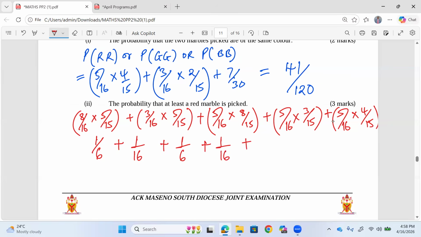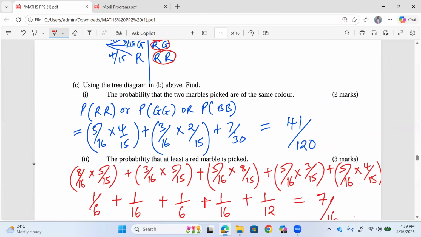Finally, the two reds shall be 5 over 16 multiplied by 4 over 15. This is exactly 1 over 12. So now this can be worked out: 1 over 6, 1 over 16, 1 over 6 again, 1 over 16, and 1 over 12. So I'm getting 7 out of 16, something that I request you to confirm. So that's our final answer on the probability question.